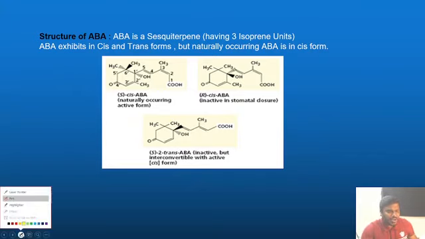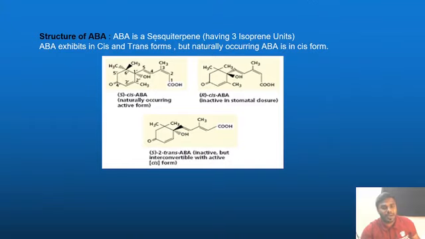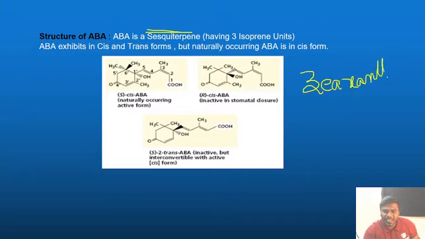And next, where is abscisic acid biosynthesized? In every part of the body. And I said to you, it is a sesquiterpene, friends. And naturally occurring abscisic acid is what? Zeaxanthin derived. Every student has to remember. You don't need to remember the structure.